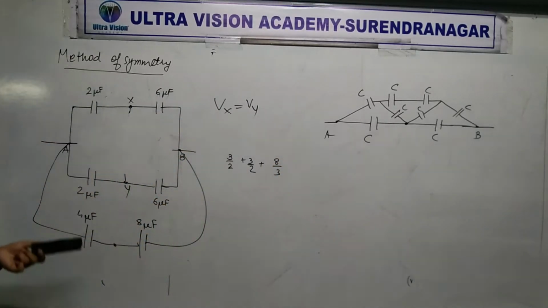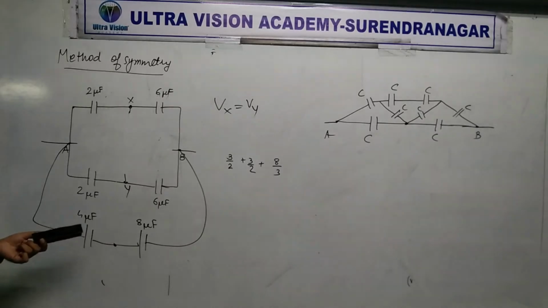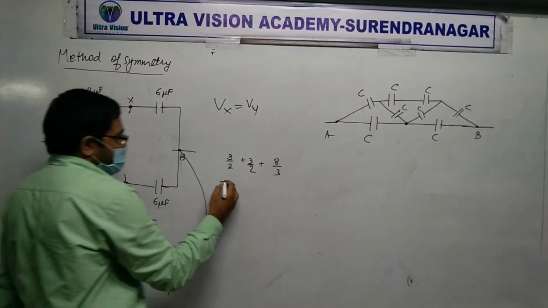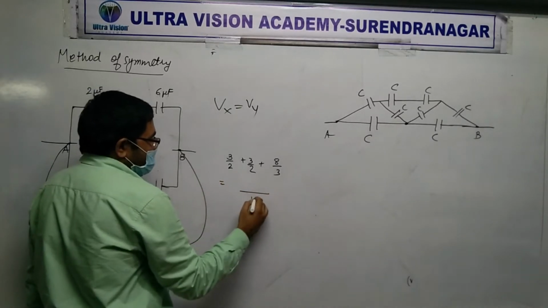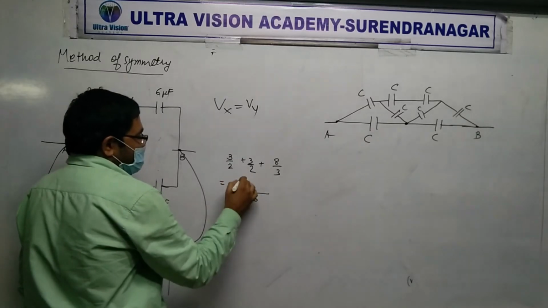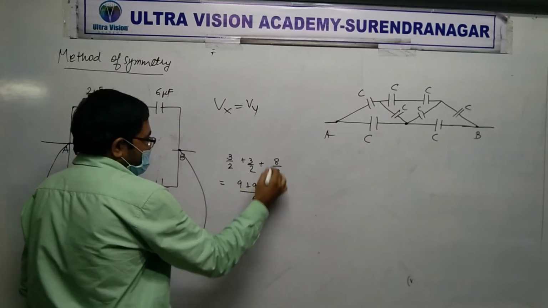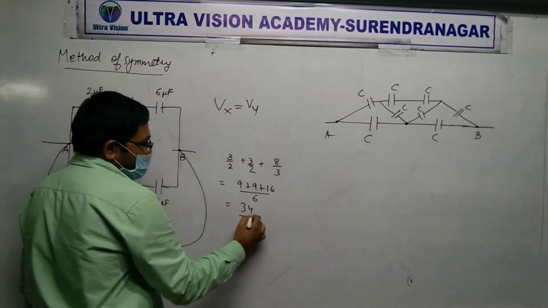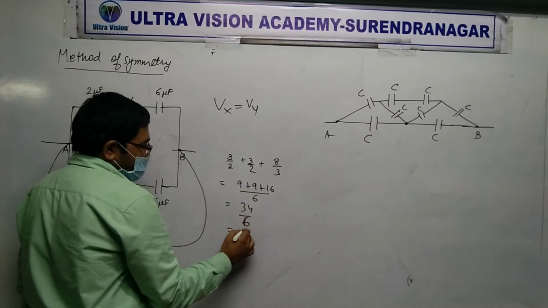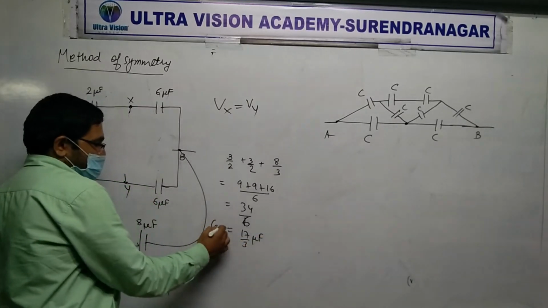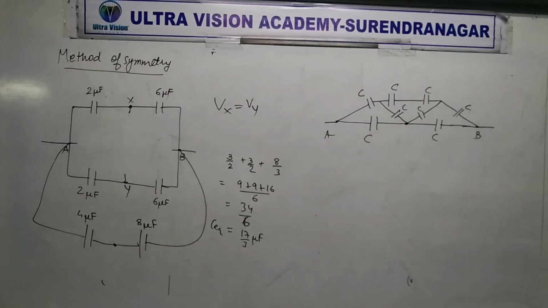Is this what everybody is getting? Yes. 3 by 2, 3 by 2. Now 8 by 3. So that's going to be how much? LCM 6. So it's going to be 9 plus 9 plus 16. So that is 34 by 6. 17 by 3 micrometers. Understood? Yes. Okay.